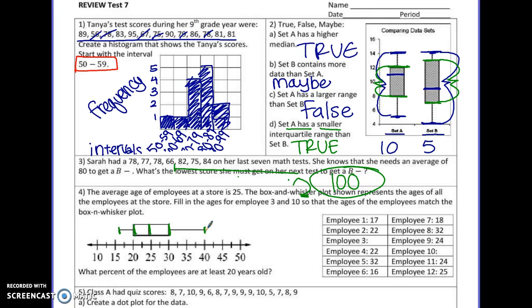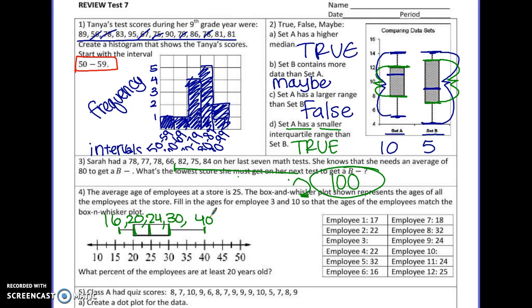So first we got about 16, it looks like, because it's bigger than the 15. So we got 16, looks like 20. Then we got 24 and 30 and 40 for the max.